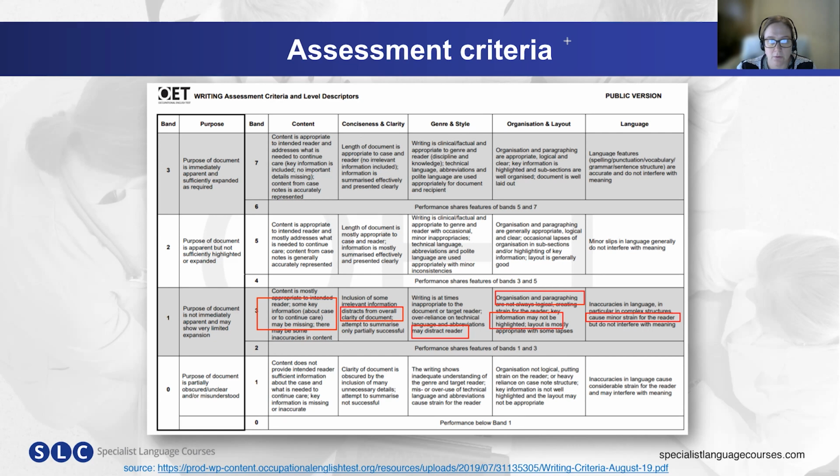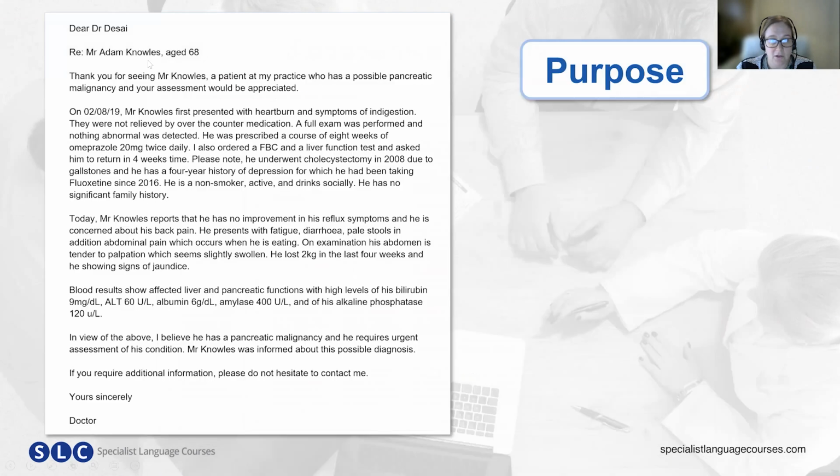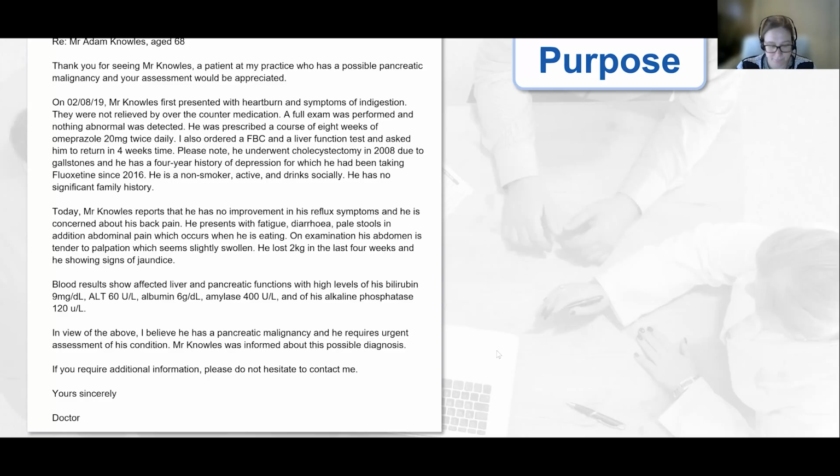All right, so we are going to take a look at the letter, and then we'll look at all the criteria. So we'll look at purpose, we'll look at content, and we'll analyze it based on the criteria. So let's look at the letter now. Okay, here is the letter.